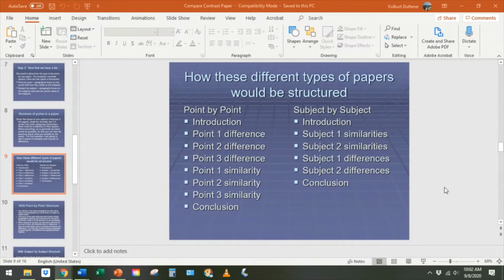And then, again, regardless of whether I'm doing point by point or subject by subject, I'm going to end the papers with a conclusion. You have to have conclusions. Again, any kind of paper you're writing, not just for English class, any class, you're going to have a conclusion. And I'll talk more on the Wednesday-Thursday lecture about why that is.